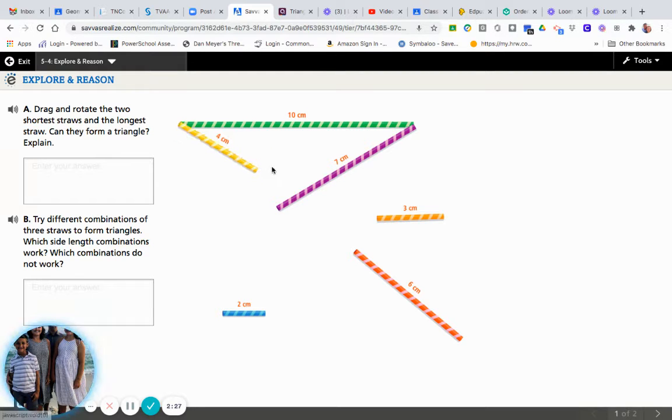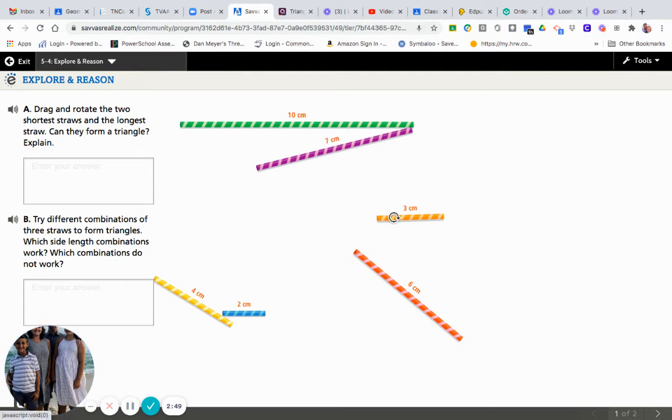Can I make a triangle with side lengths 7, 4, and 10? Let's see if we can rotate this and see. And I think you see, yep, there's a way I can do that. I can make that work. I can make that a triangle. So 7, 4, and 10 would work. All right, what about 3?